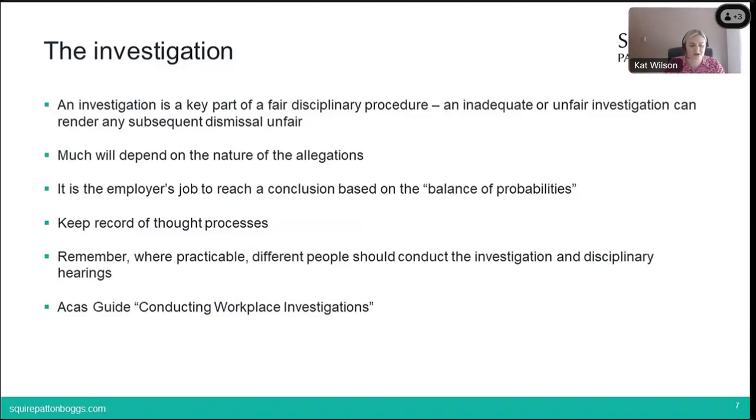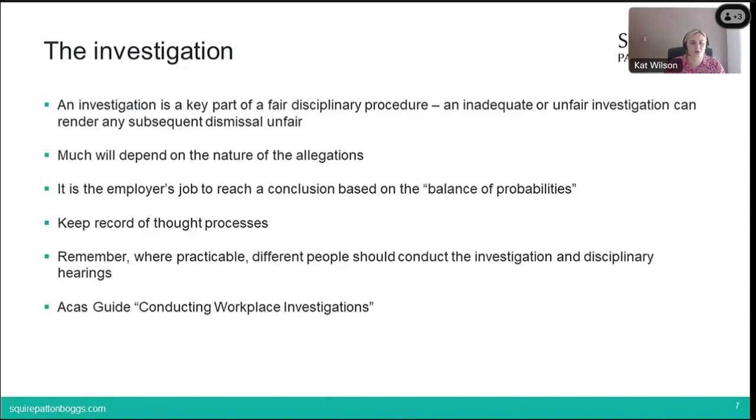Just a few other points to remember as well. Where practicable, different people should conduct the investigation and disciplinary hearings. If it can be someone located in a different office or workspace, then that's even better. But generally, it should be someone who's impartial, with no previous involvement, and entirely separate. The ACAS code explicitly recommends that. If you weren't to do that, then you're potentially looking at it being unfair and risking that 25% uplift. So it's really important to remember that.